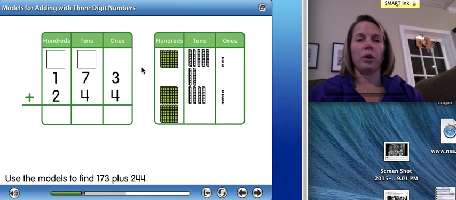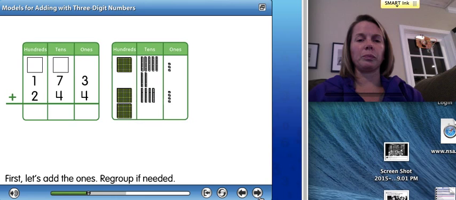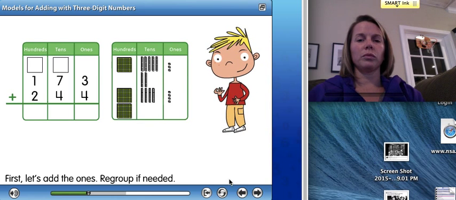All right. Both of them are lined up. We've got our hundreds, our tens, and our ones, our hundreds, our tens, and our ones. When I'm adding, I always start with my ones. First, let's add the ones. Regroup if needed. All right, looking at my ones, I have 3 plus 4. If I know my facts right away, I know that's 7, and I do not need to regroup 7.